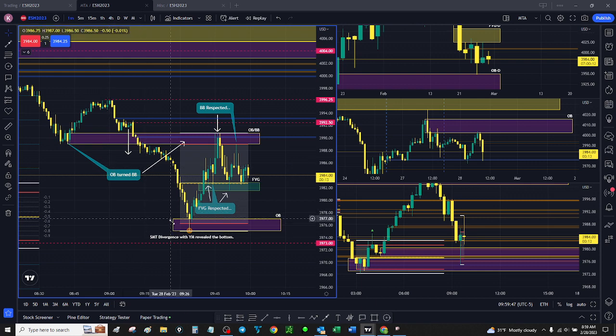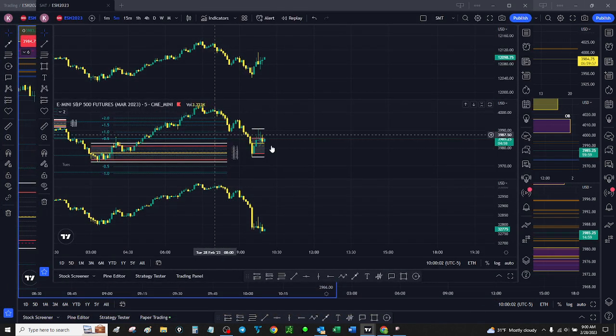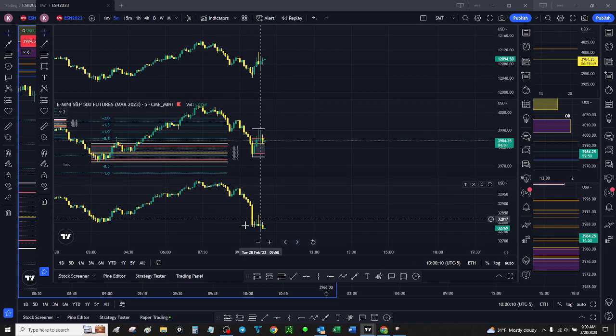So when it opened up at 8:30, 9:30 at that time, I saw the bottom from the SMT divergence with YM, and I'll show you what that means. I'm gonna pull this over here. Here I've got ES in the middle, NQ on top, and YM on the bottom. What you're looking for is for one of these to sweep highs or lows. So YM swept the lows here. ES did not come down here and make a new low. Neither did NQ. So that's a bullish sign that you're probably about to get a reversal here.